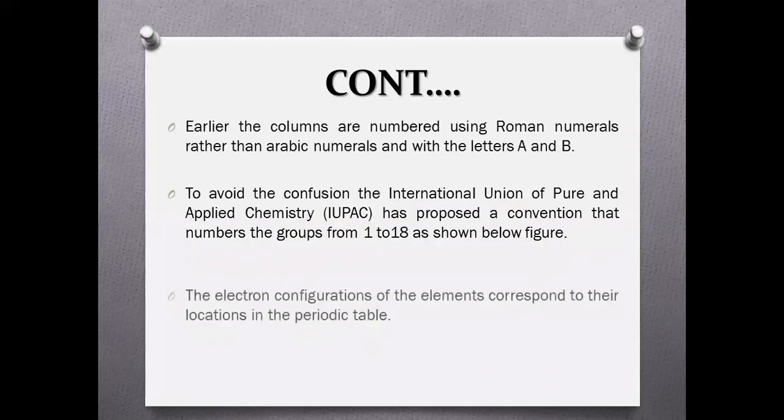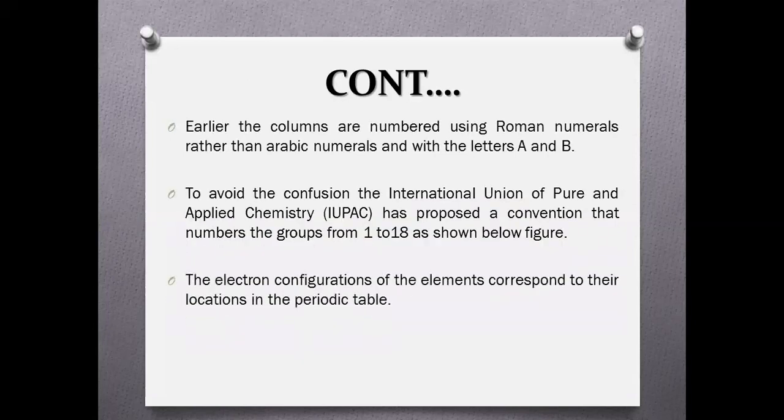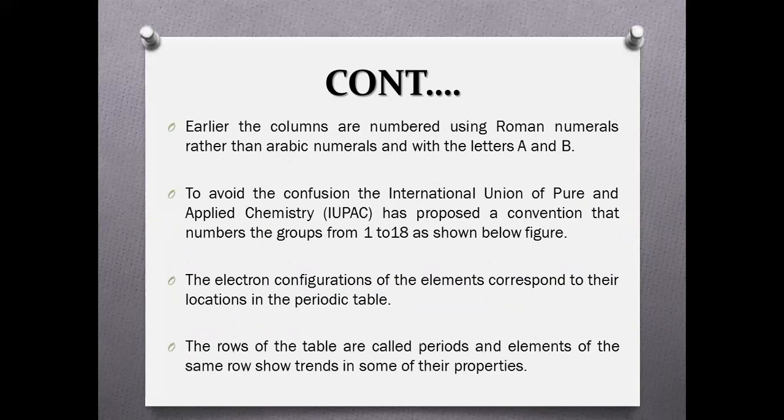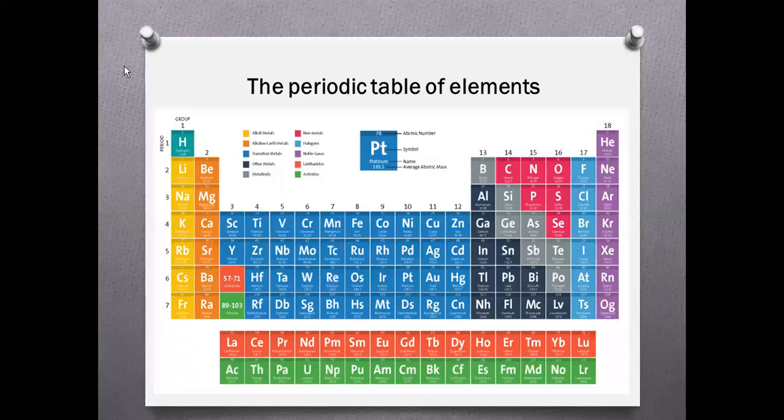So according to that, they have corresponded the periodic table. The rows of the table are called periods, I already said. And the elements of the same row show the trends in their properties. Actually, when you speak about the trends, guys, if you want to speak about the trends in the later study, we used to speak about what? Along the period.